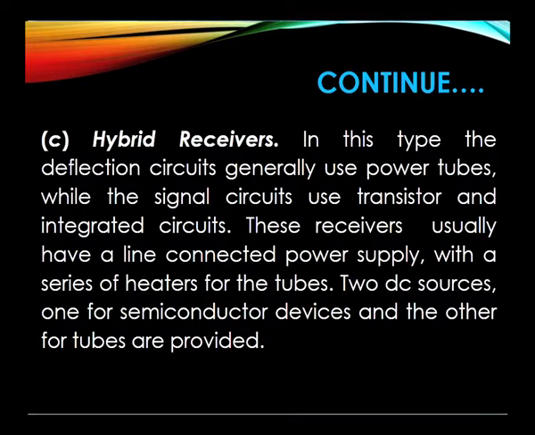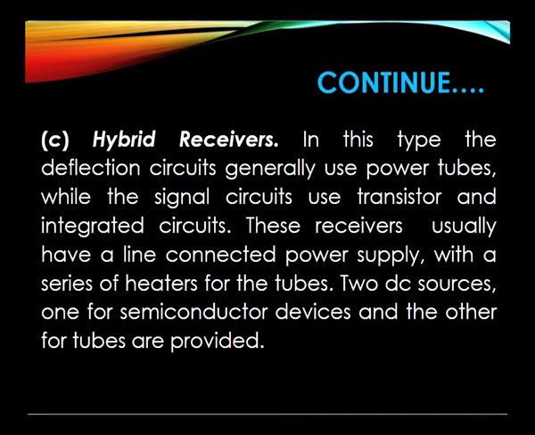All these will have a line-connected power supply with a series of heaters for the tubes. So here there will be a series of heaters in a hybrid receiver, and one more important difference between the hybrid and the previous two receiver types is that there will be two DC sources, one for semiconductor devices and the other for tubes, provided separately, one for signal circuits and another for tube circuits.